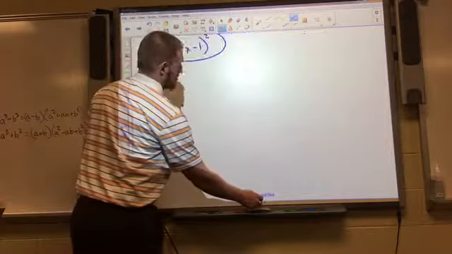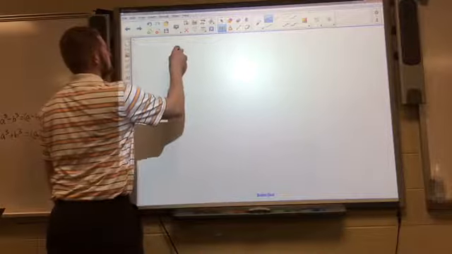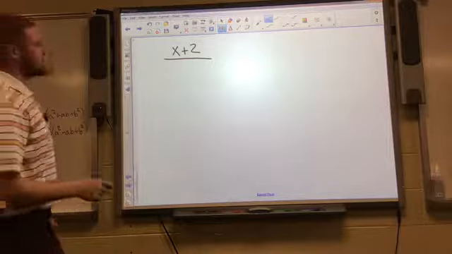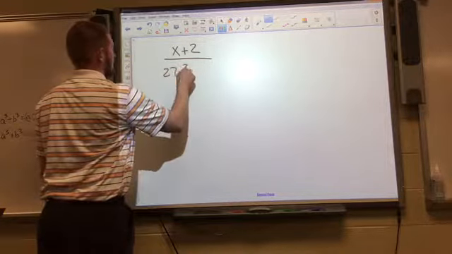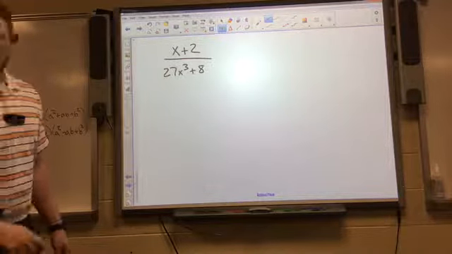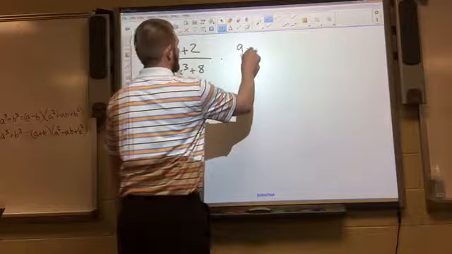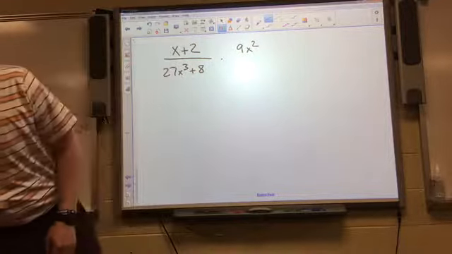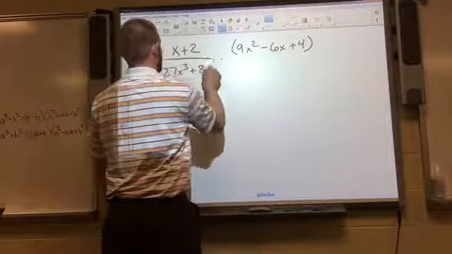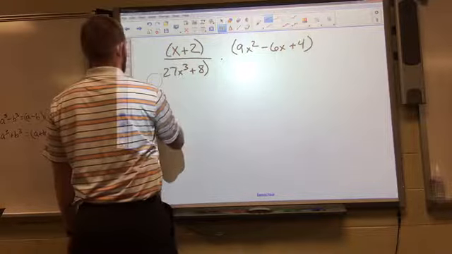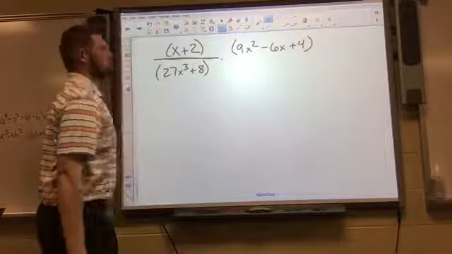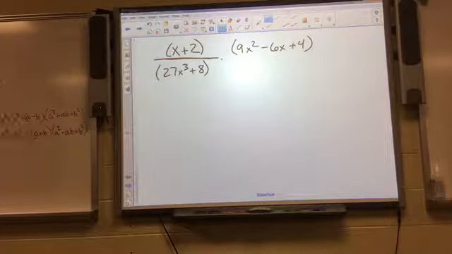x plus 2 divided by 27x cubed plus 8 times 9x squared minus 6x plus 4. I like parentheses around all my stuff, because it shows me what goes together easier.